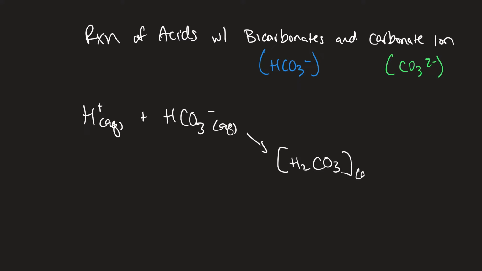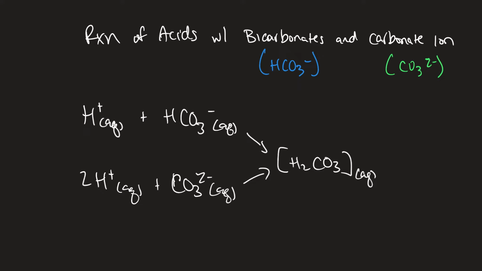This is an aqueous solution. For carbonate, it will take two hydrogen ions to form essentially the same substance. Bicarbonate takes in one hydrogen ion because there's already one hydrogen there, so to become completely neutral it needs one more hydrogen ion, while carbonate will take in two hydrogen ions to become carbonic acid.